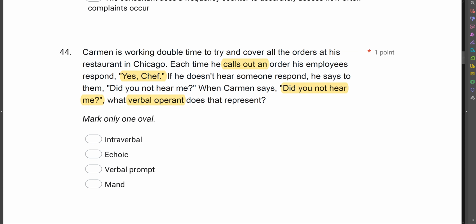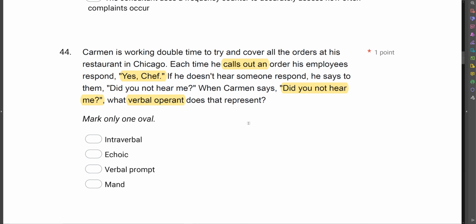And so we need to eliminate all the verbal operants evoked by verbal SDs, like intraverbals and echoics. Now we have to start thinking about mands and tacts. Well, is Carmen tacting anything, or is he manding? Well, he is manding, right? Because he's requesting information. Did you not hear me? It's a mand evoked by the non-response. Carmen was deprived the response. It evoked, did you not hear me?